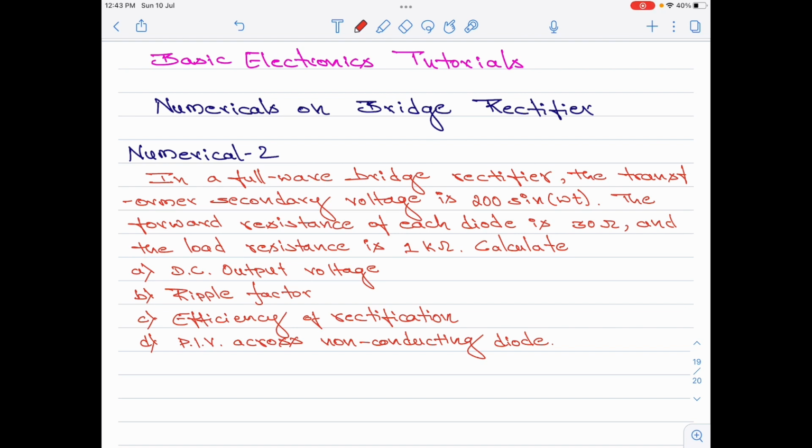Calculate Part A, DC output voltage; Part B, ripple factor; Part C, efficiency of rectification; and Part D, peak inverse voltage across non-conducting diode. Let us start with the solution now.